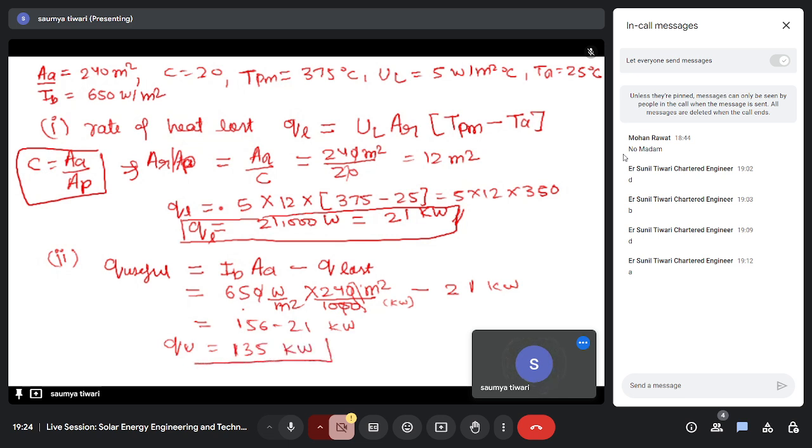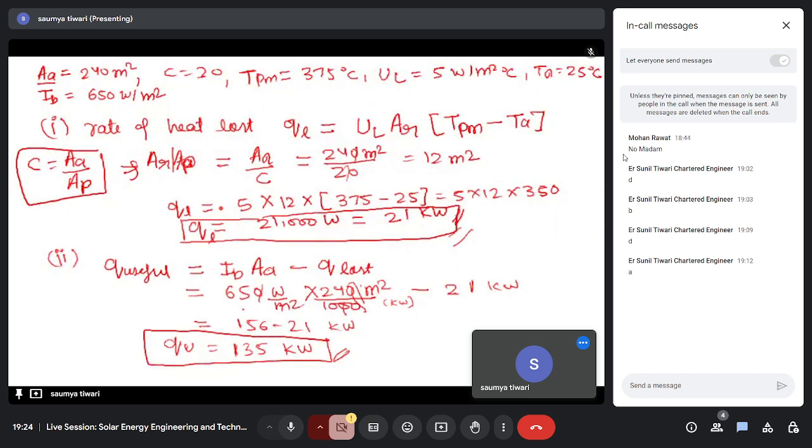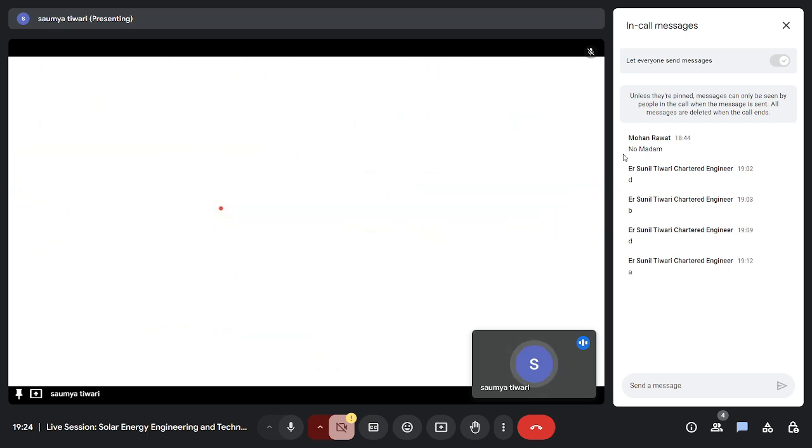This is how we solve the question. So the correct answers are 21 kilowatt and 135. Hope this question is clear. Okay, let's move on to the next question.